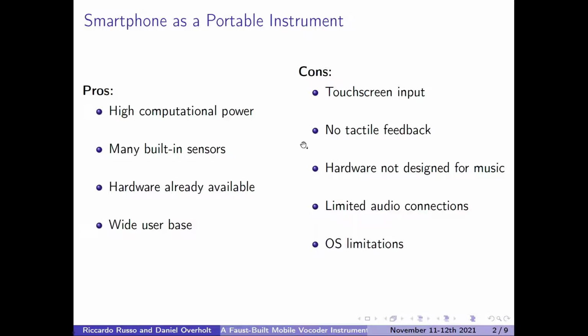On the other hand, smartphones rely on touchscreen as the main source of input, and there are no knobs and limited keys. Touchscreen also doesn't provide any tactile feedback, which is very important in musical instruments. The hardware is not designed for music, meaning that, for example, data coming from sensors needs to undergo some pre-processing before being used for musical purposes. There are limited audio connections.